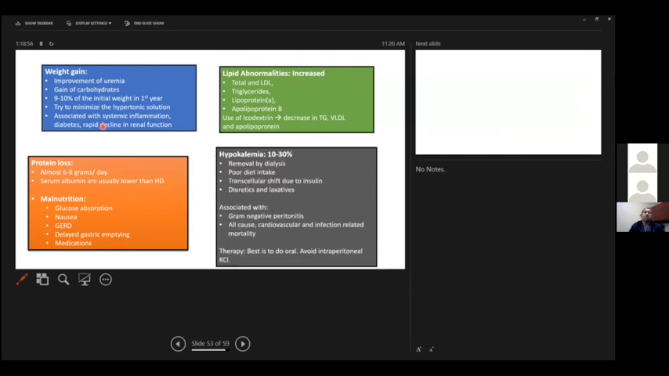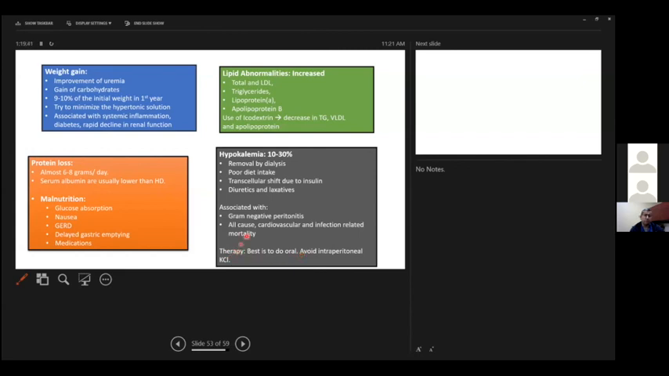What about hypokalemia? Patients on PD usually have hypokalemia, almost 30%, and the reason is that it's a continuous dialysis. Then you give laxatives and diuretics as well because they are peeing, and there's a shift because the patient has high glucose levels, so they have insulin on board. Or sometimes the patient may not be eating food, and that's a poor diet intake. This has been associated with gram-negative peritonitis, as I mentioned, because of stasis of the intestines, and with all-cause mortality as well. So please make sure that the patient is not getting hypokalemic. You treat it with oral KCl and avoid intraperitoneal KCl. You can use IP, but it's better to avoid it because of the high risk of infections.